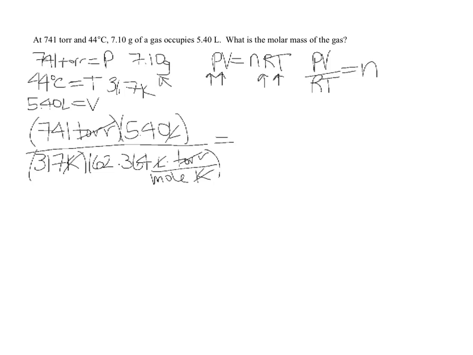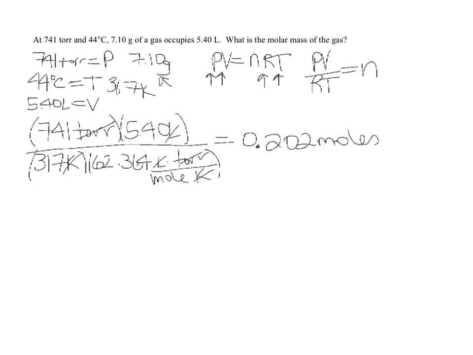So if we put this into our calculator, we have 741 times 5.40, and then we're going to divide that by 317 times 62.364. We should get a number of moles of 0.202 moles.